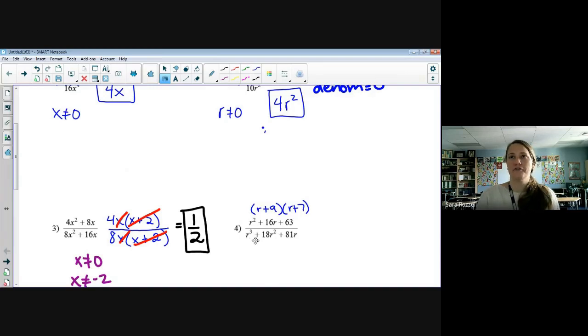Is there something in every term on the bottom? An R, right? I need to pull this R to the front before I can factor the quadratic. Okay, now I'm going to write it in the fraction, but I knew that I'd have to take that out first. And what multiplies to 81 and adds to 18? 9 and 9, okay. Oops, I forgot the R plus.